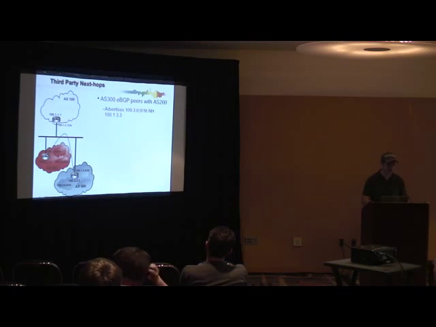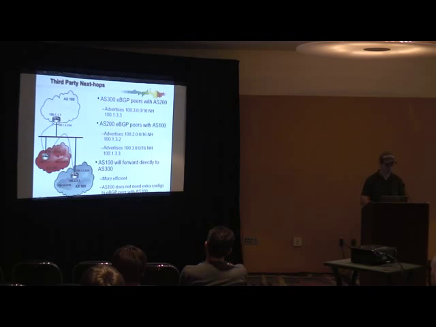In this case, AS300 is eBGP peering with AS200 and advertising 100.3.0.0/16 with his next hop of 100.1.3.3, the interface on this Ethernet. AS200 is also eBGP peering with AS100, and he's going to advertise his /16, 100.2.0.0/16, with his next hop of 100.1.3.2. And he's also going to advertise 100.3.0.0/16 with 100.1.3.3 as a next hop. So he's advertising AS300's routes with AS300's next hop.